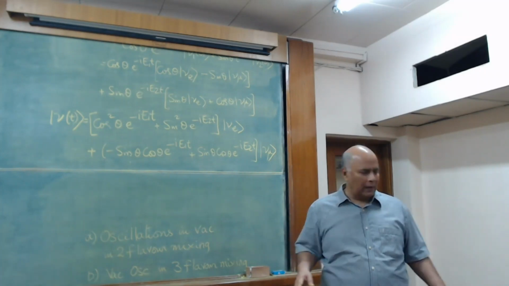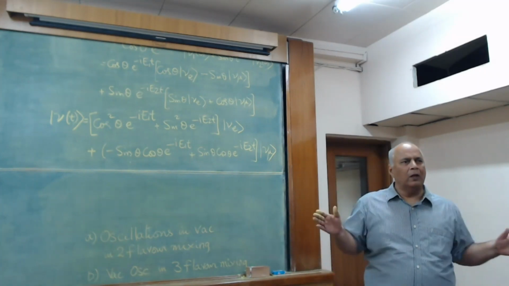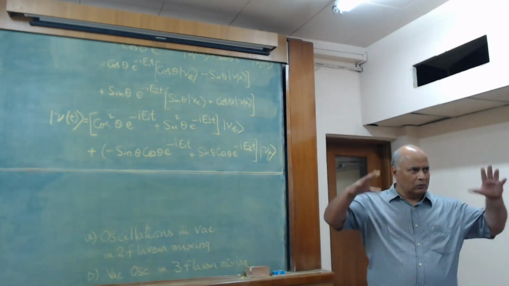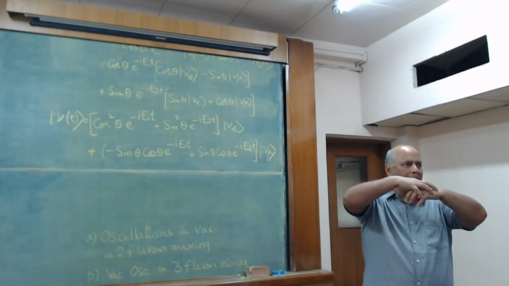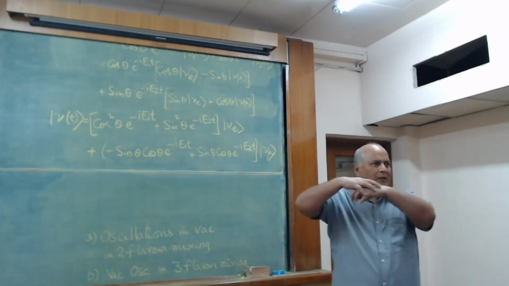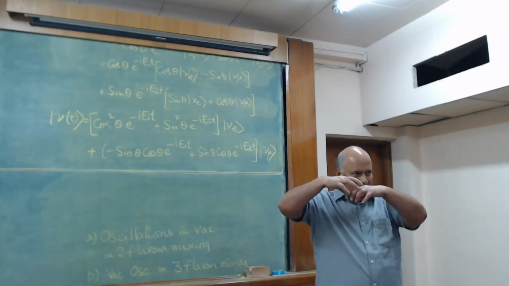So I also mentioned, if M1 is not equal to M2, initially the two wave packets overlap completely, but since the two of them are moving with different speeds, they begin to separate.